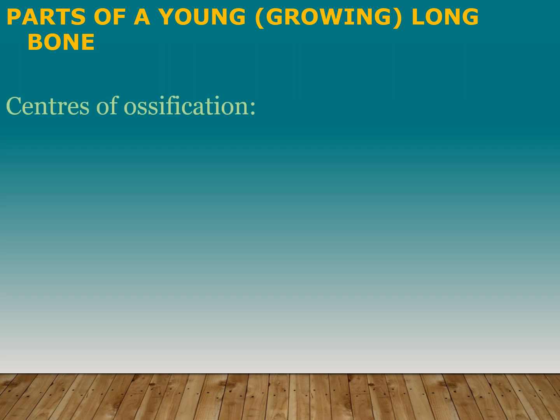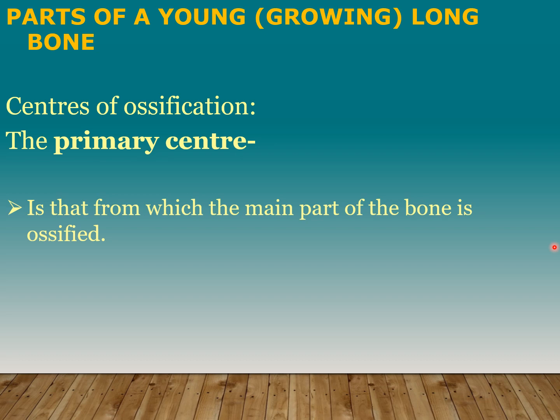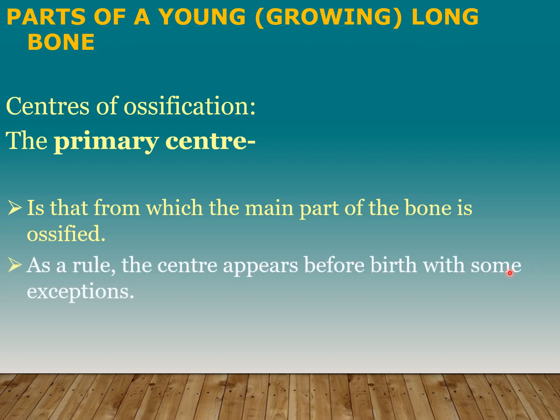Parts of your long bone, the centers of ossification you should know first. It is the primary center. The primary center means it is that part from which the main part of the bone is ossified. That is the first part of the bone from which the ossification starts. So these are the parts of your growing long bone. As a rule, this primary center should appear before birth, except some bones which have primary centers after birth. So these primary centers of ossification, you should know for each bone. It will be useful for you, so that if you see some X-ray of your child, a newborn, you should know when the primary center appears and when the secondary centers appear, so that you can read the X-ray exactly.